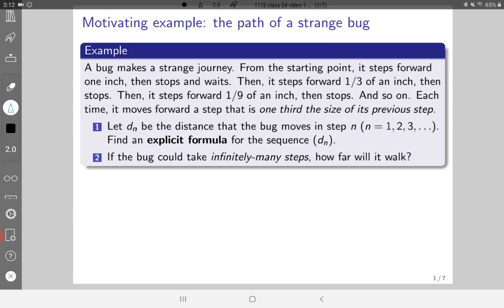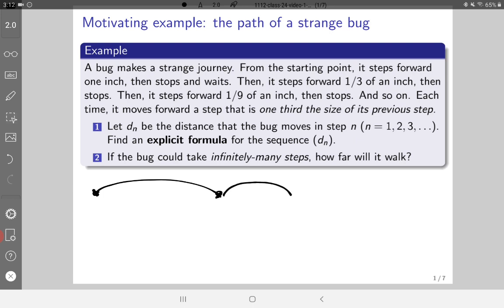Let's suppose I have a very odd, strange bug, and from its starting point, let's say right here, it takes a step forward of size 1 inch. Let's say it lands right there. I'm just going to say that length right there, that's 1 inch. Why the heck not? Now, let's say that this bug is so strange that after taking that step of 1 inch, it stops and it waits for a sec, and then it takes a step forward of 1/3 the size. So bear with me on the scale here. Hopefully that's about 1/3 of an inch based on what the first step was.